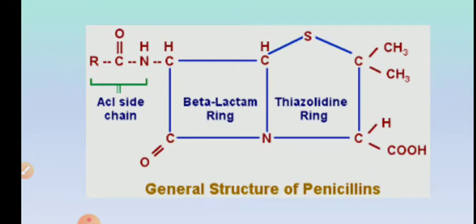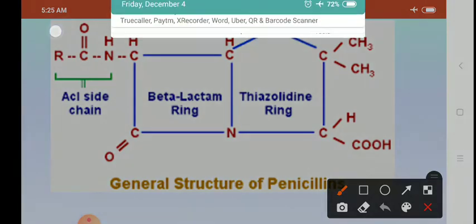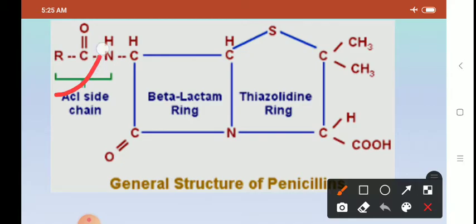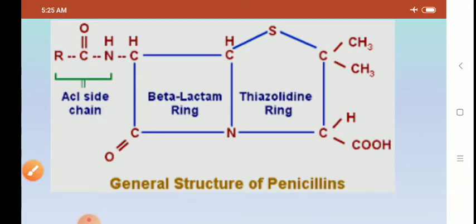Now this is the general structure of penicillin. You can see the thiazolidine ring and the beta lactam ring. This basic moiety is 6-aminopenicillanic acid. Now this penicillin has a side chain, an acyl group. Now this is a basic moiety, 6-aminopenicillanic acid, and it has a side chain. The side chain can be different for different types of penicillin. So this is the basic structure of penicillin.